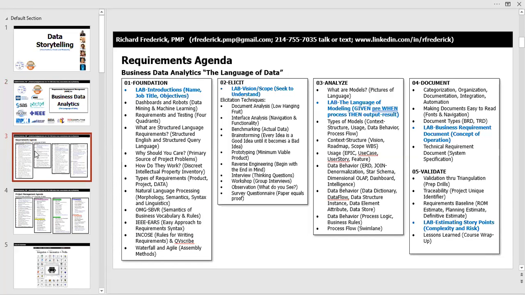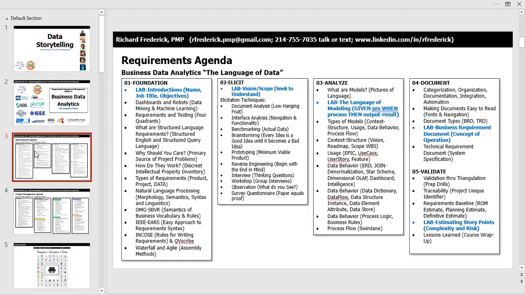Again, I mentioned that I teach requirements. It's a traditional requirements class. I don't know if you've ever taken a requirements class, but they're pretty standard. There's a foundation section, and then you get into what we call the 4 fingers of requirements, which is elicit, analyze, document, and validate.